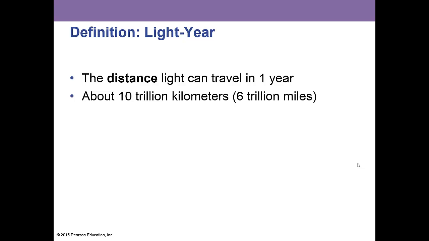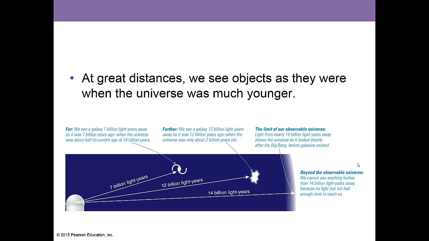The definition of a light year is not time, it's distance. It's the distance light can travel in 1 year, which is about 6 trillion miles. That's a long way. And so at great distances we can see objects as they were when the universe was much younger.